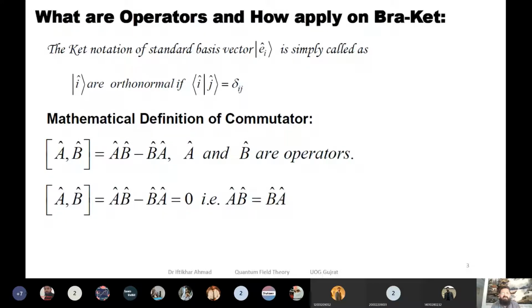So first of all, if you have A and B two operators, what is the definition of the commutator? If operators A and B commute, then AB is equal to BA. So if the commutator [A,B] is equal to 0, then we say that they commute.